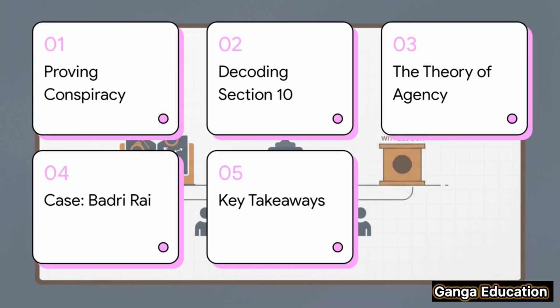Okay, so here's our game plan. First, we'll look at why it's so incredibly hard to prove a conspiracy in the first place. Then we're going to decode Section 10 itself. We'll unpack the logic behind it, this thing called the theory of agency. Then we'll see it in action with a real Supreme Court case.